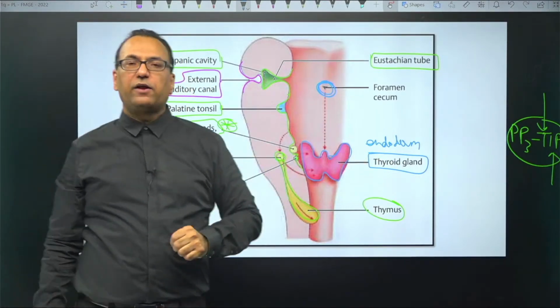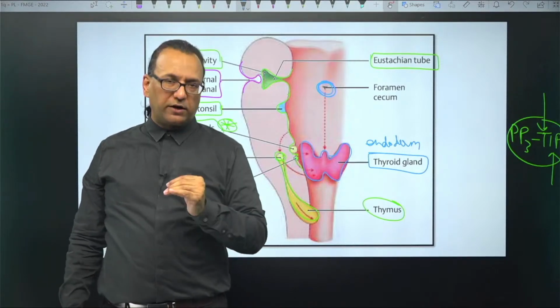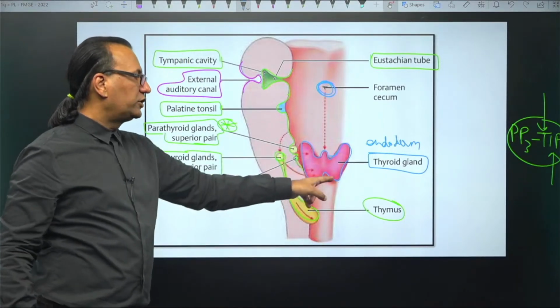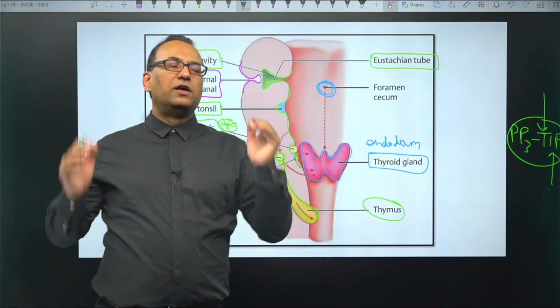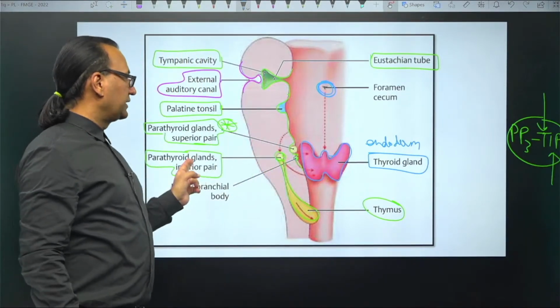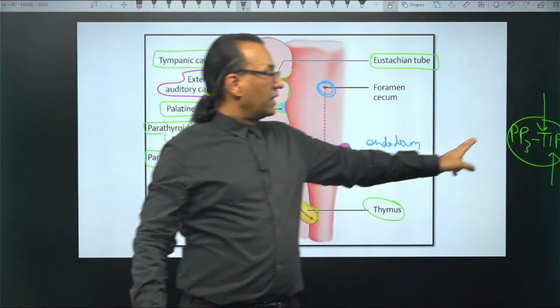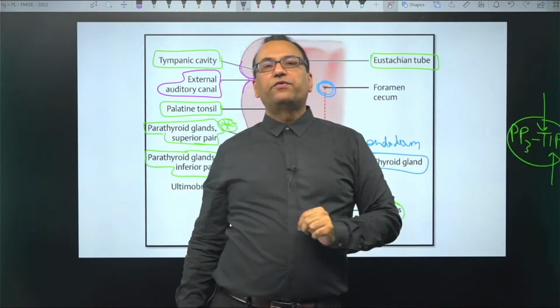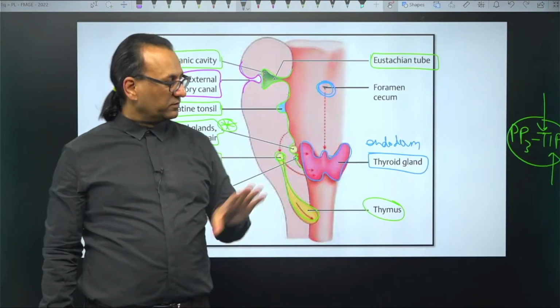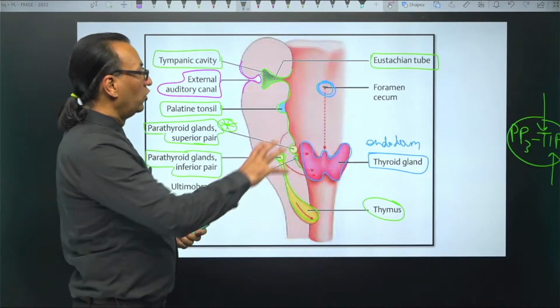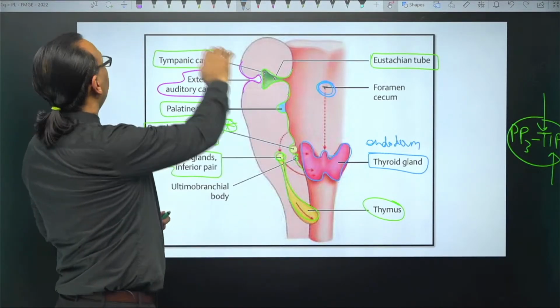What about the parathyroid gland? Even parathyroid glands are endodermal in origin, but from the lateral wall. The inferior parathyroid is, as we said, PP3 tip. Inferior parathyroid from the third pharyngeal pouch, and superior parathyroid from the fourth pharyngeal pouch. That's all we wanted to talk about in this region.